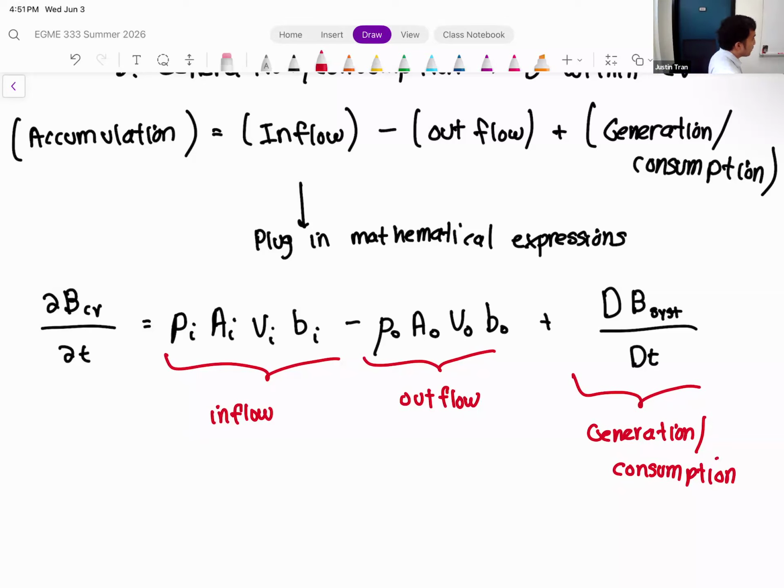Okay, so we're going to use a material derivative to represent generation and consumption. Okay, but the key difference here, we just use the material derivative because that's just mathematically how it's defined. But the one thing I want you guys to pay attention to is the difference in the subscript for B. Whereas on the left-hand side for accumulation we have CV as our subscript, for the generation consumption term we instead have the system as the subscript.